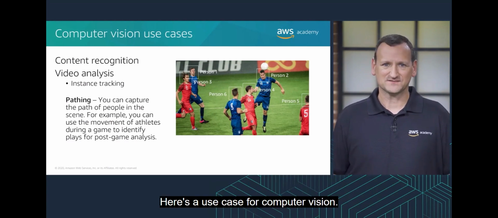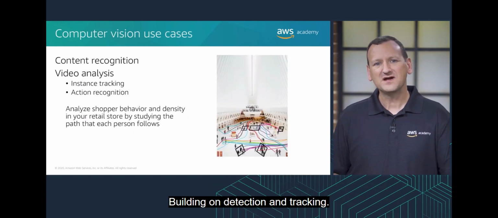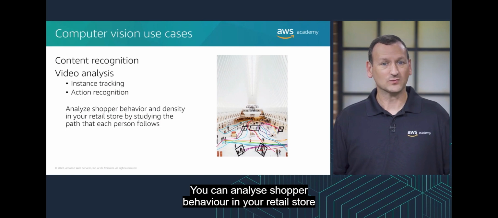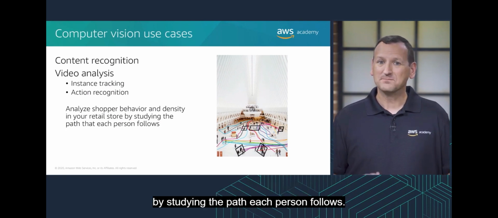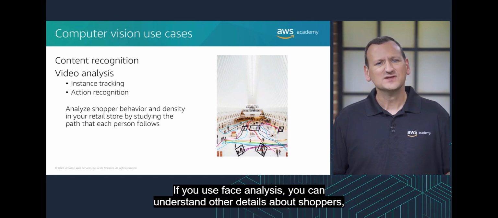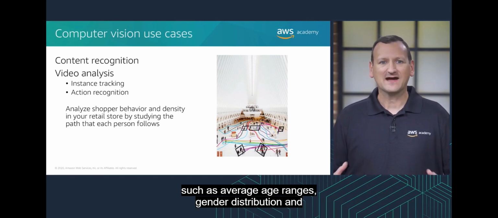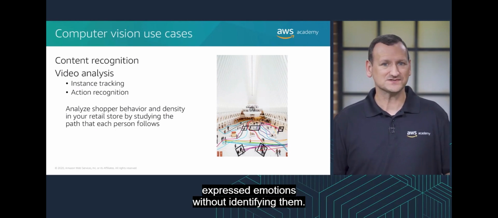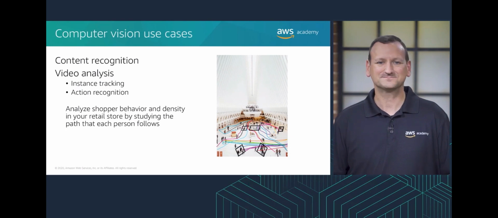Here's a use case for computer vision. Building on detection and tracking, you can analyze shopper behavior in your retail store by studying the path each person follows. If you use face analysis, you can understand other details about shoppers, such as average age ranges, gender distribution, and expressed emotions without identifying them.